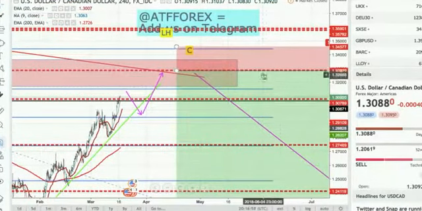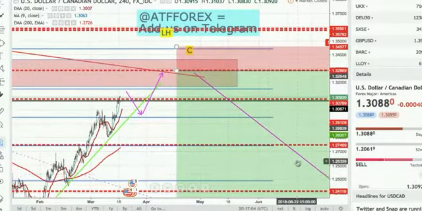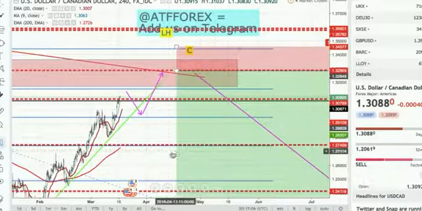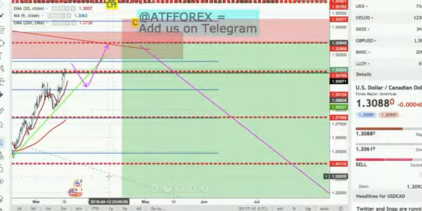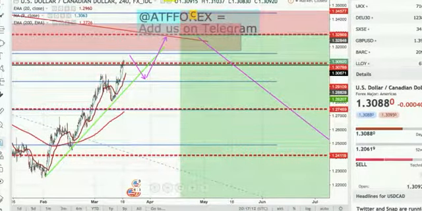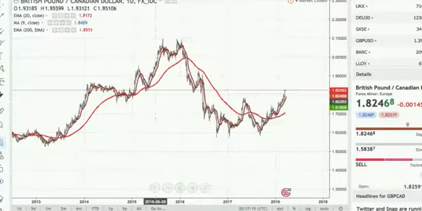We've got key levels of 1.3280, 1.30, 1.2750, and then finally 1.24 to hopefully take this trade all the way back down to 1.16 for USD CAD. The next one is going to be GBP CAD.